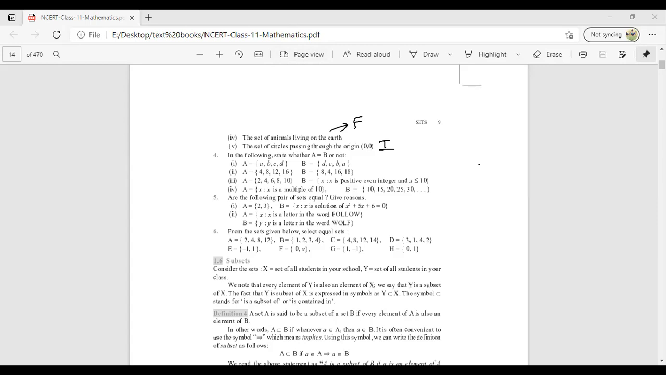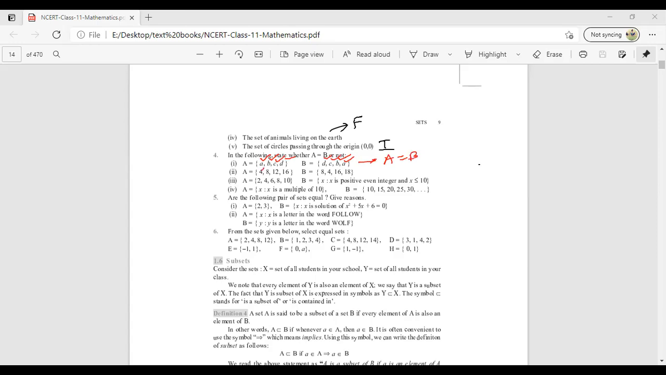So what we will compare is whether A is there. Yes, A is there. B is there. Yes, B is there. C is there, and D is there, all four elements. It has exactly the same elements. Therefore, here A is equal to B.